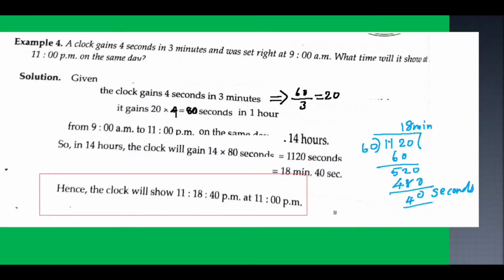From 9 a.m. to 11 p.m. on the same day it has 14 hours. That is, from 9 to 11 p.m. the clock covers 14 hours. So in 14 hours the gain time will be 14 into 80 seconds, that is 1120 seconds. When we are converting this into minutes, we will get 18 minutes 40 seconds. So what we should do is, from 11 p.m. we should add 18 minutes 40 seconds.